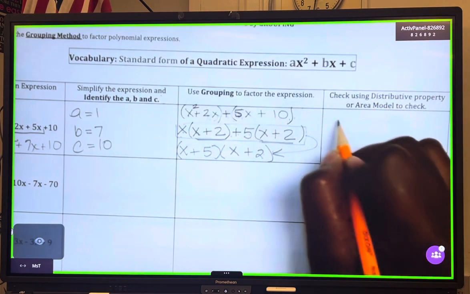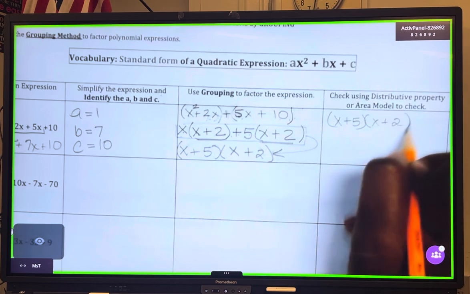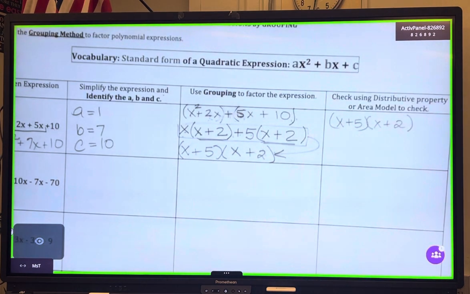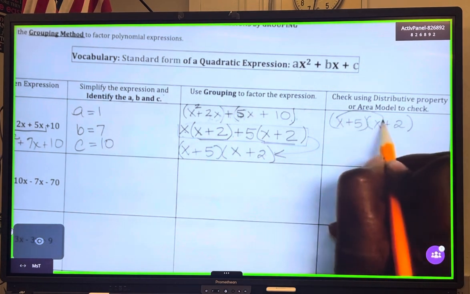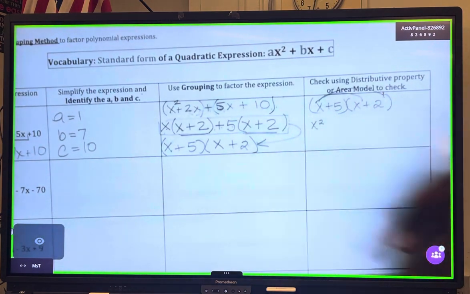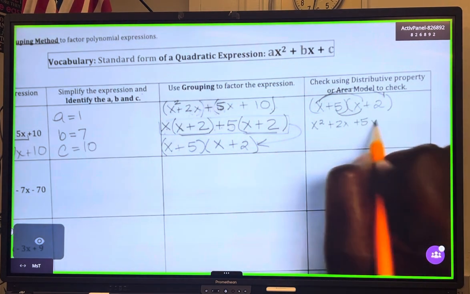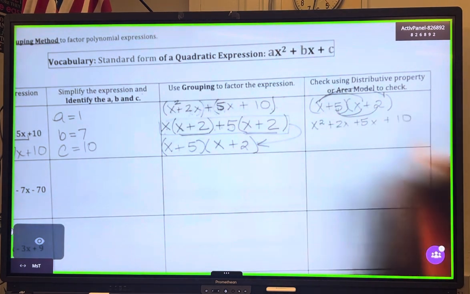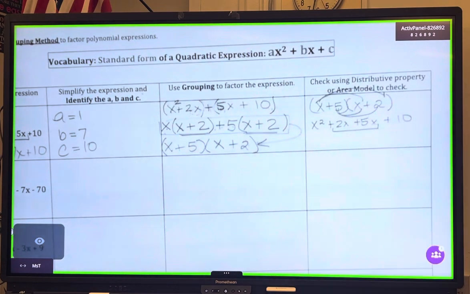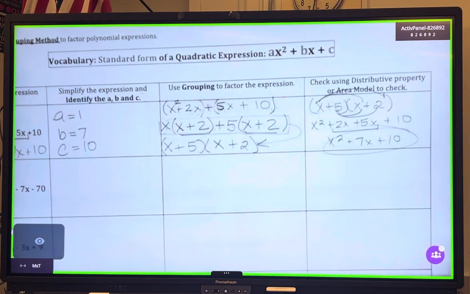Yes, so we go here, we got x plus 5 times x plus 2. What am I looking for this to do? I'm looking for it to give me this x squared plus 7x plus 10. Y'all see that? Yes? So let's go. What's x times x? X squared. What's x times 2? 2x. What's 5 times x? 5x. What's 5 times 2? Positive 10. Combine like terms. X squared plus 7x plus 10. Done.